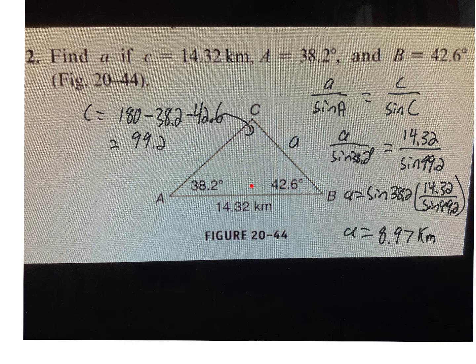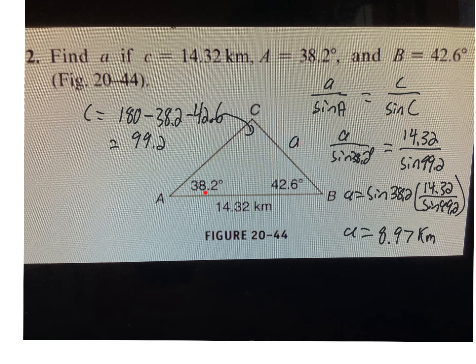The sum of these three angles is 180 degrees, and so if you take these two away from 180, you get the remaining angle C here. So C is 99.2. Here's the law of sines for this particular example.